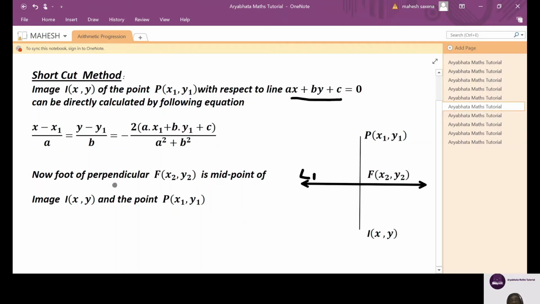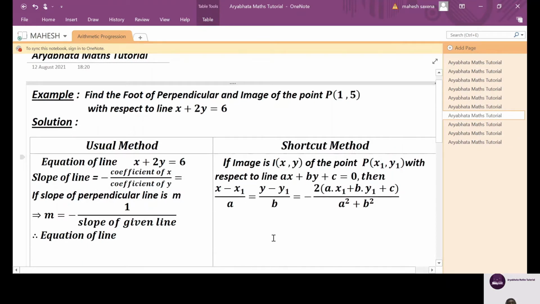Now, if the foot of perpendicular is F whose coordinates are x2, y2, it will be the midpoint of point P x1, y1 and the image I x, y. Therefore, we can easily find the coordinates x2, y2 by the formula that x2 is equal to x plus x1 upon 2 and y2 is equal to y plus y1 upon 2.